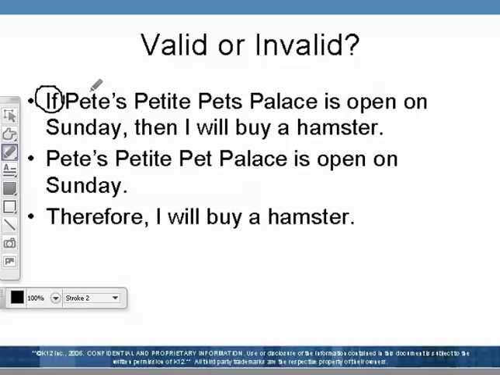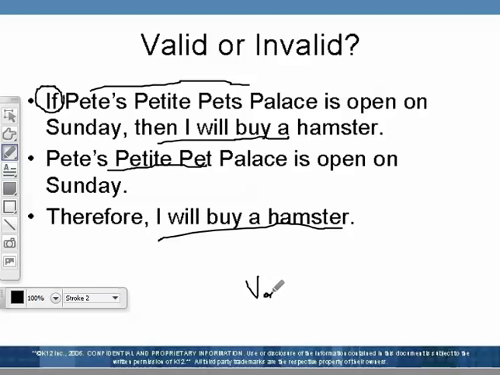If it's the law of detachment, this statement has to be true. And right here, they're saying it's true. That means this statement will be true. Then I buy a hamster. I will buy a hamster. Therefore, this is valid. You notice I'm not saying true or false. I'm saying valid by the law of detachment.